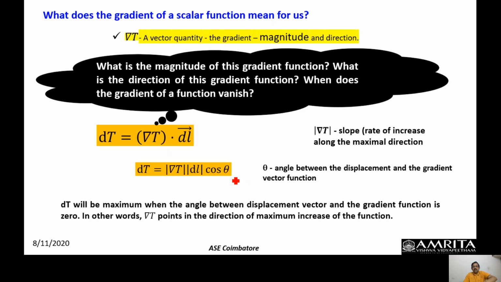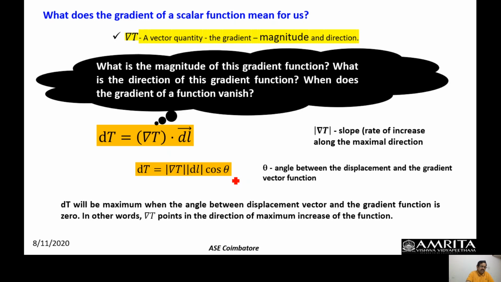Another point is, what is the magnitude? The magnitude will be mod del T, and mod del T is the slope along the maximum increase of the function. So it is the derivative along the maximum increase of the function. That is the meaning of mod del T. When we do the problem, we will understand the direction and mod del T shortly. So that is about it.